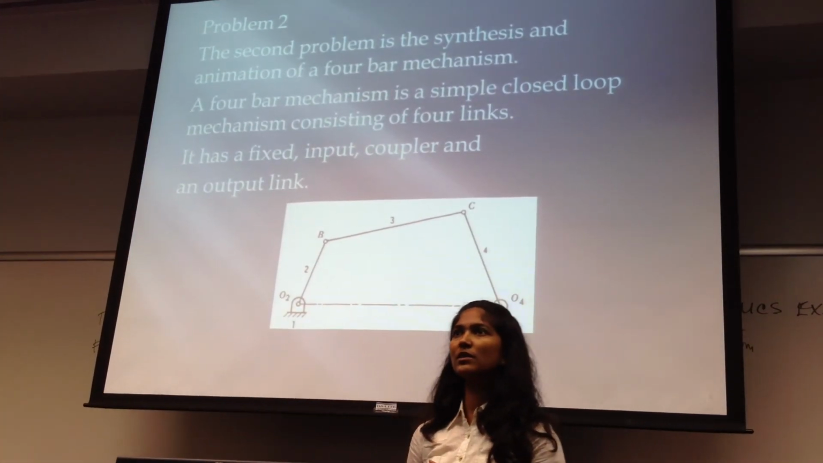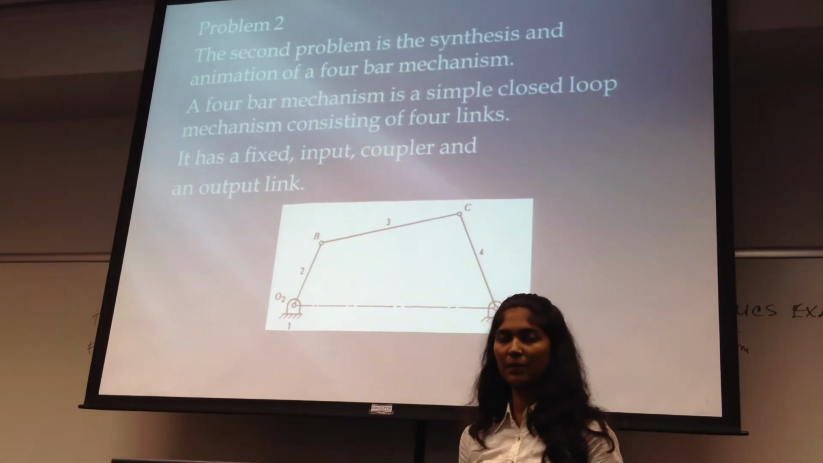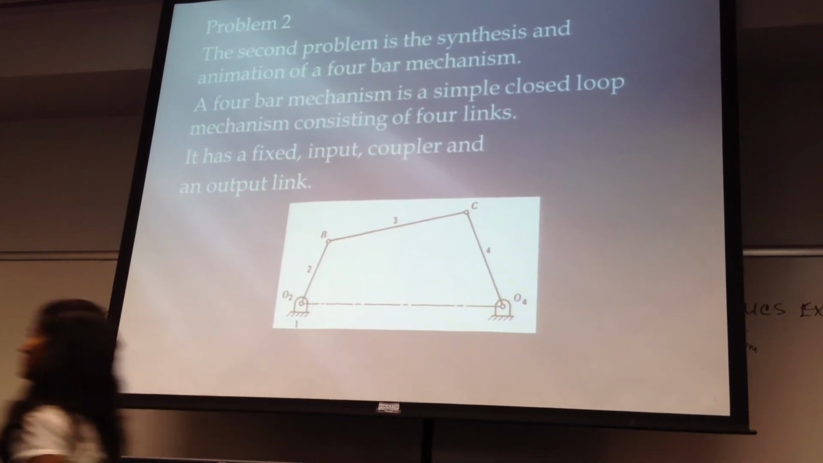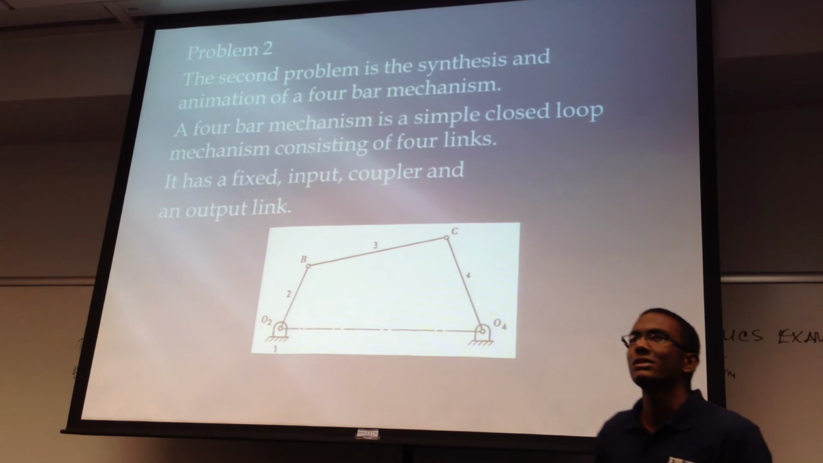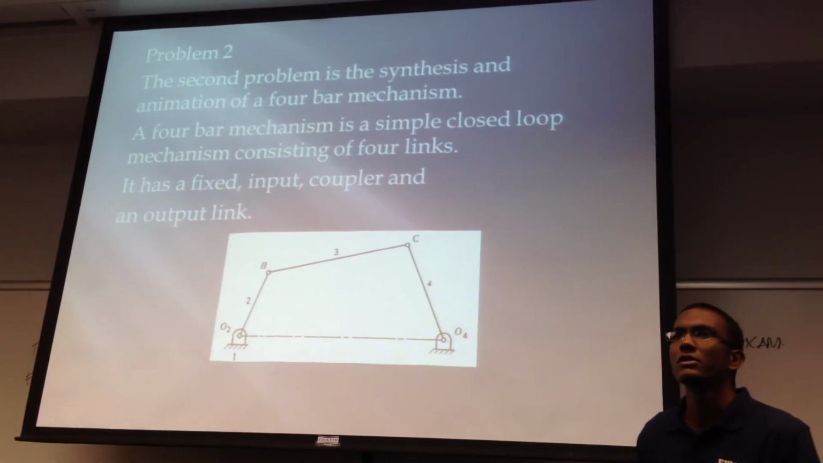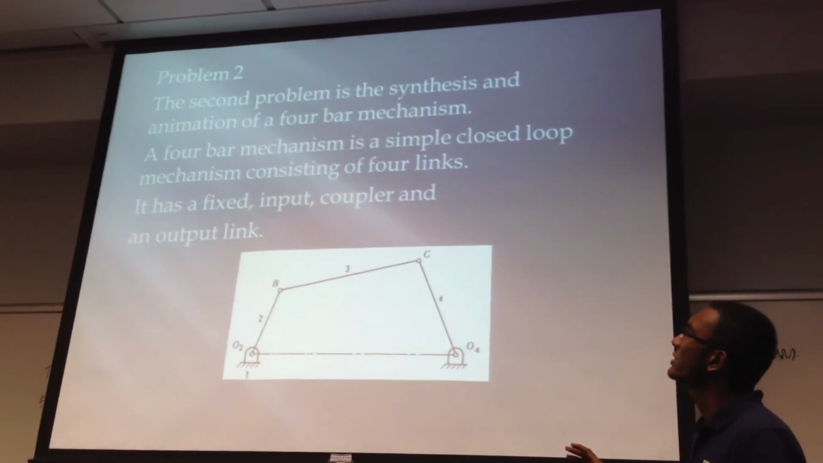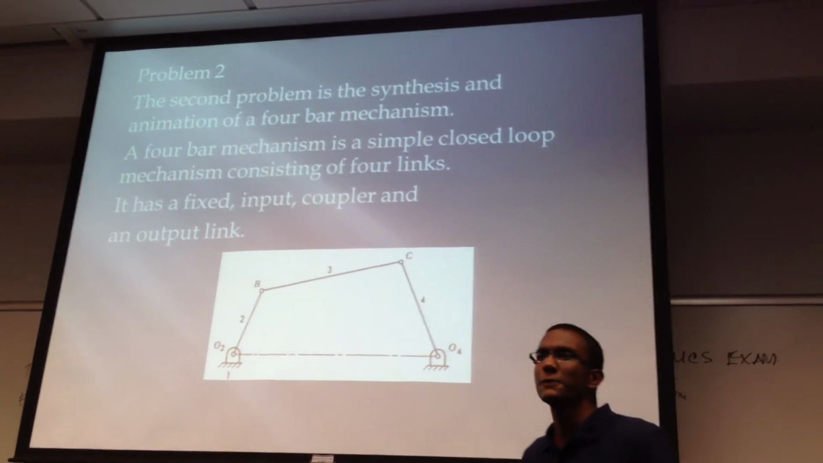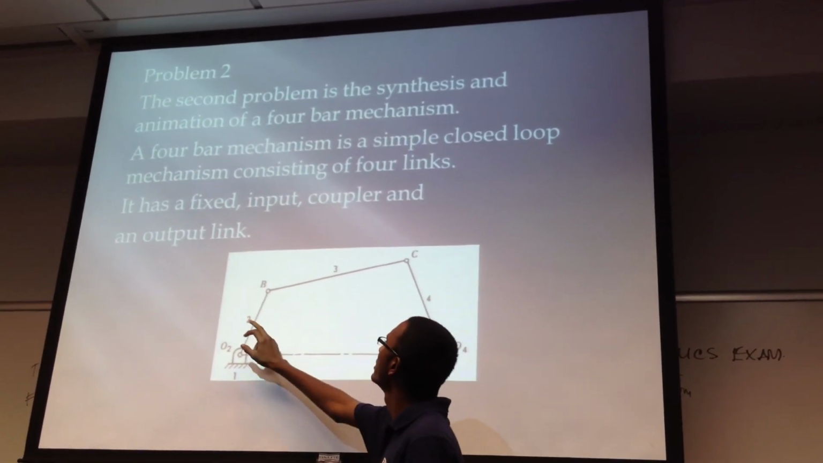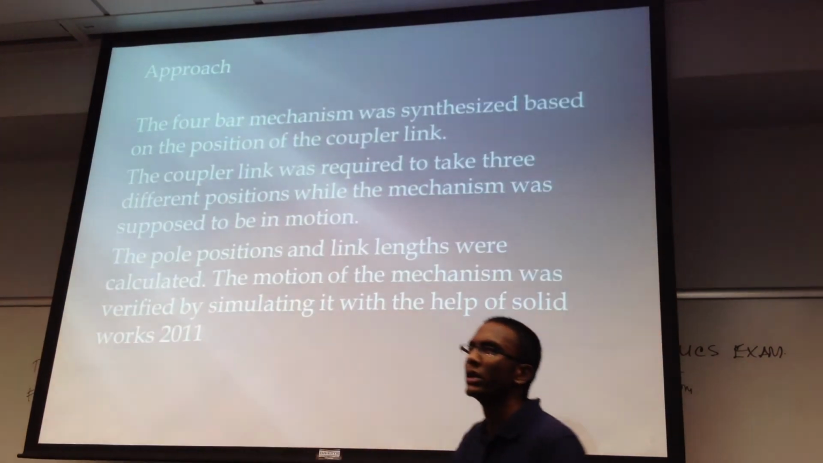Project 2 is a 4-bar mechanism, discussed by my friend Faizan. The second problem is the synthesis and animation of a 4-bar mechanism. A 4-bar mechanism is basically a closed loop mechanism consisting of 4 links. It has a fixed link, an input link, a coupler link, and an output link.